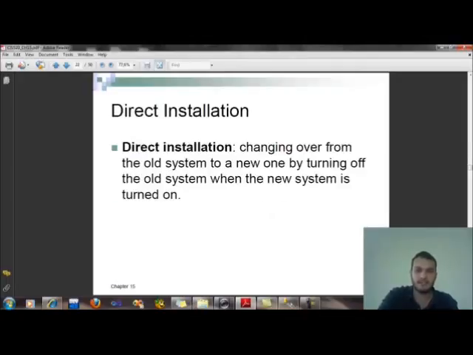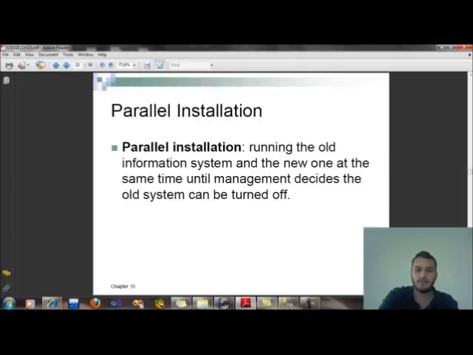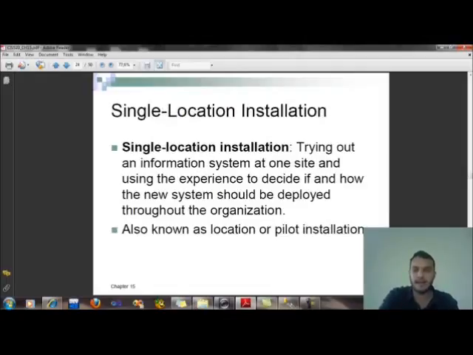And what's direct installation? Direct installation is changing over from the old system to a new one by turning off the old system when the new system is turned on. And what's parallel installation? Parallel installation is running the old information system and the new one at the same time until management decides the old system can be turned off.